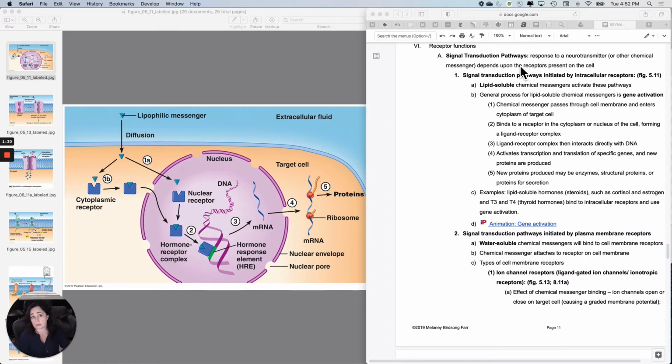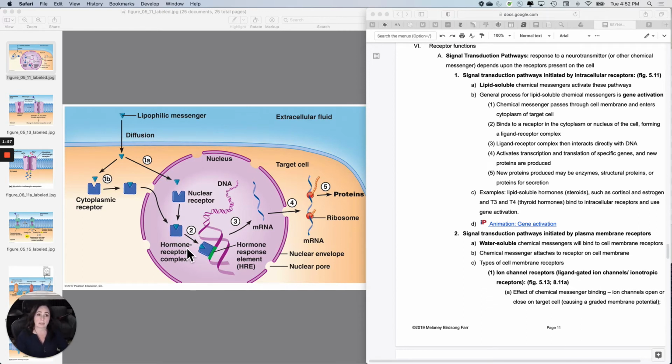The response to a neurotransmitter or any chemical messenger really depends on the receptors that are present on the cell, even more than the chemical messenger. So the first thing that we have to consider is, is the chemical messenger lipid soluble or water soluble? If it's lipid soluble, remember we've learned this multiple times, then its receptor is likely intracellular. It's either in the cytoplasm or maybe it's all the way in the nucleus.